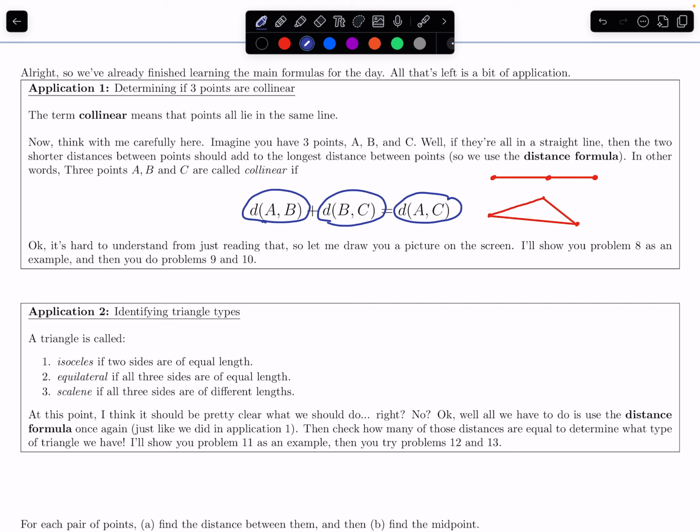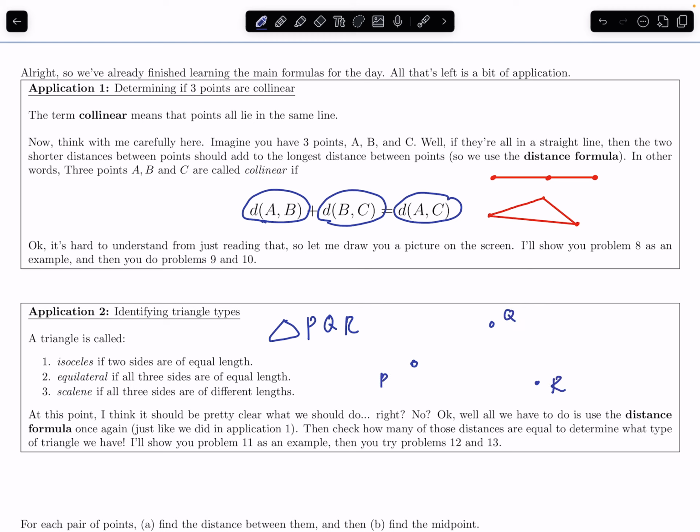And now, what about the second application? The second application is for determining triangle types. So if you have 3 points in a triangle, P, Q, and R, you call it triangle PQR, and draw a little triangle symbol to show it's talking about a triangle. Then I want to know, what kind of triangle do I have here? Well, again, you just use the distance formula to determine how long each of those sides is. If 2 of them are the same, it's isosceles. If 3 of them are the same, it's equilateral. And if they're all different, it's scalene. Simple as that.